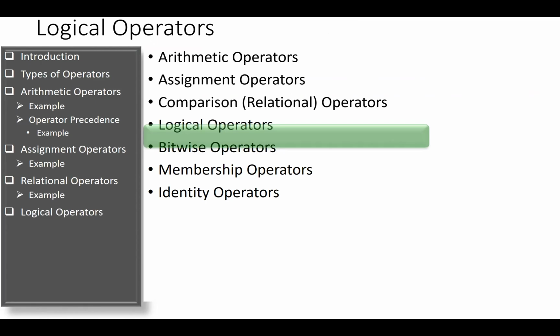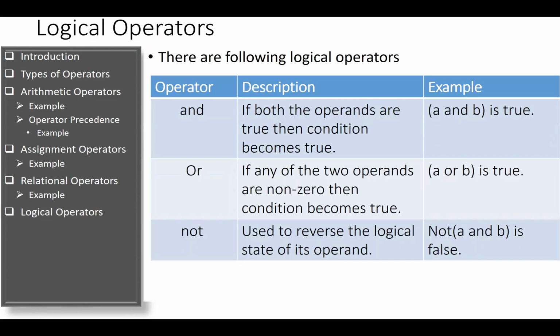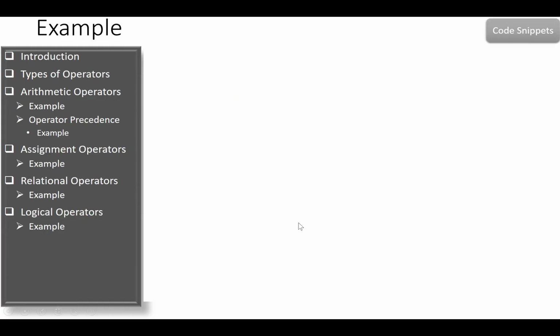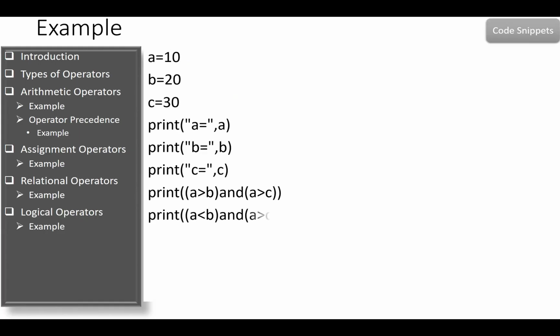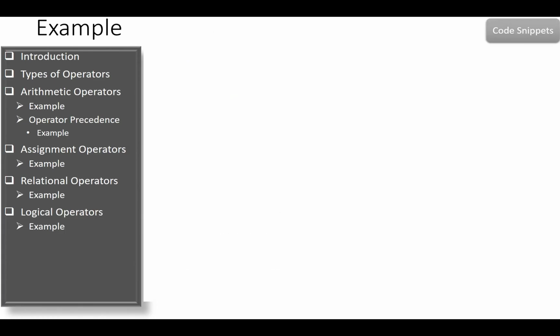Next, after that, logical operators. So what are logical operators? And, or, not. So what is and? If both operands are true, the condition becomes true. If any one of the operands is true, or will return the true value. Not is used to reverse the logical state of the operand. So with the and, or, not operations, we will get the output.